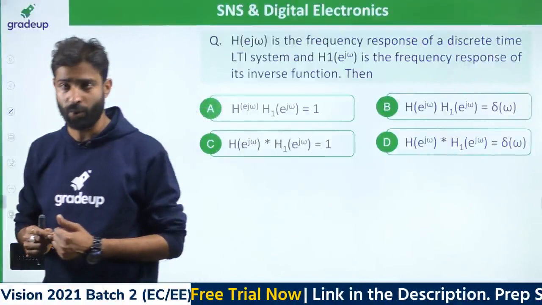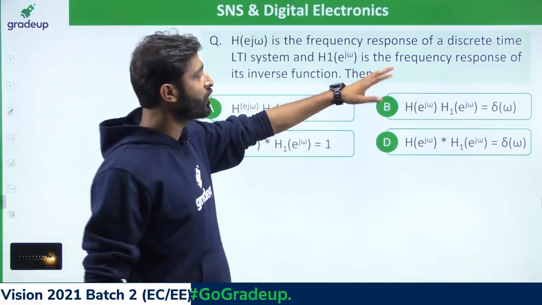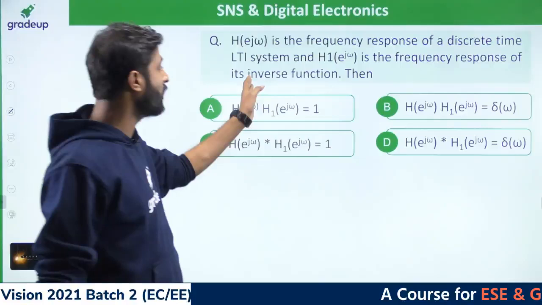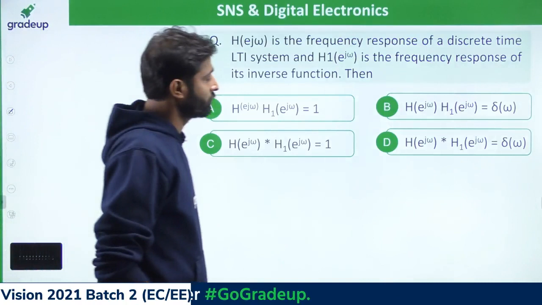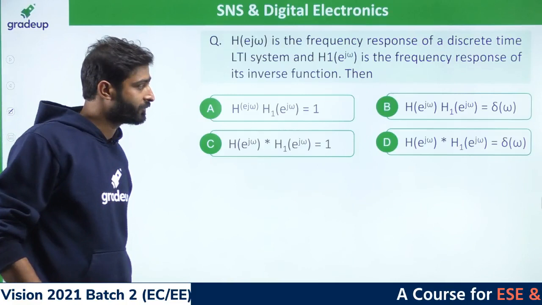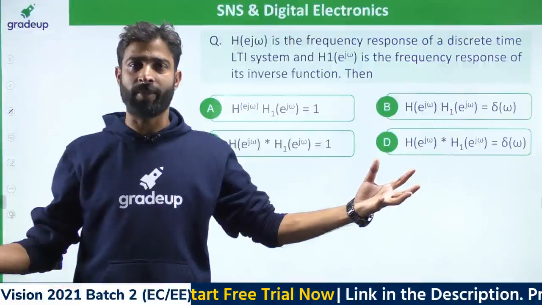What is the question? H of e raised to power j omega is the frequency response of a discrete time LTI system. And h1 of e raised to power j omega is the frequency response of the inverse function, right? So one is the function, second one is the inverse function. Now, what relation should be maintained? Then which relation is the correct? Everybody just give me the answer. Agar ek system hai, dusra uska inverse system hai, to kaun sa relation follow hona chahiye?